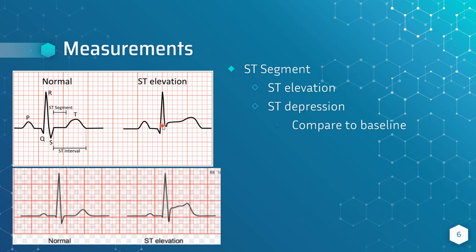So back to this. If you look at your ST segment here, after the S wave, they call this the J point. If the J point is above the baseline, it would be considered ST elevation. If it's below, then it would be considered ST depression. The major thing that we worry about most is obviously ST elevation, because it could indicate myocardial injury.